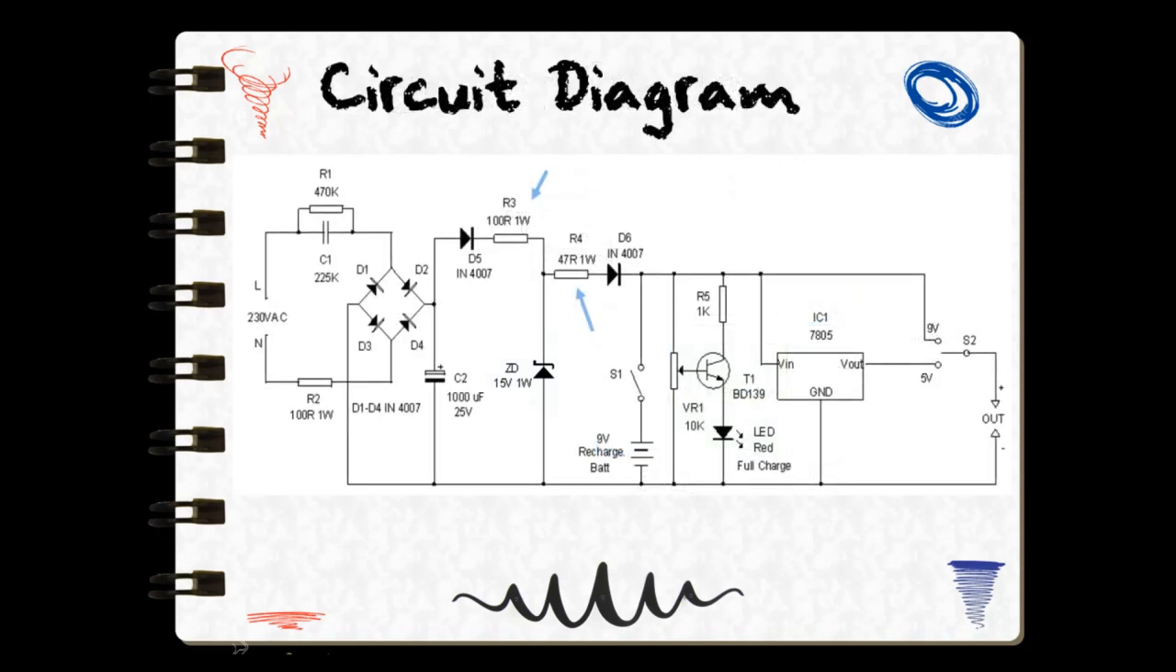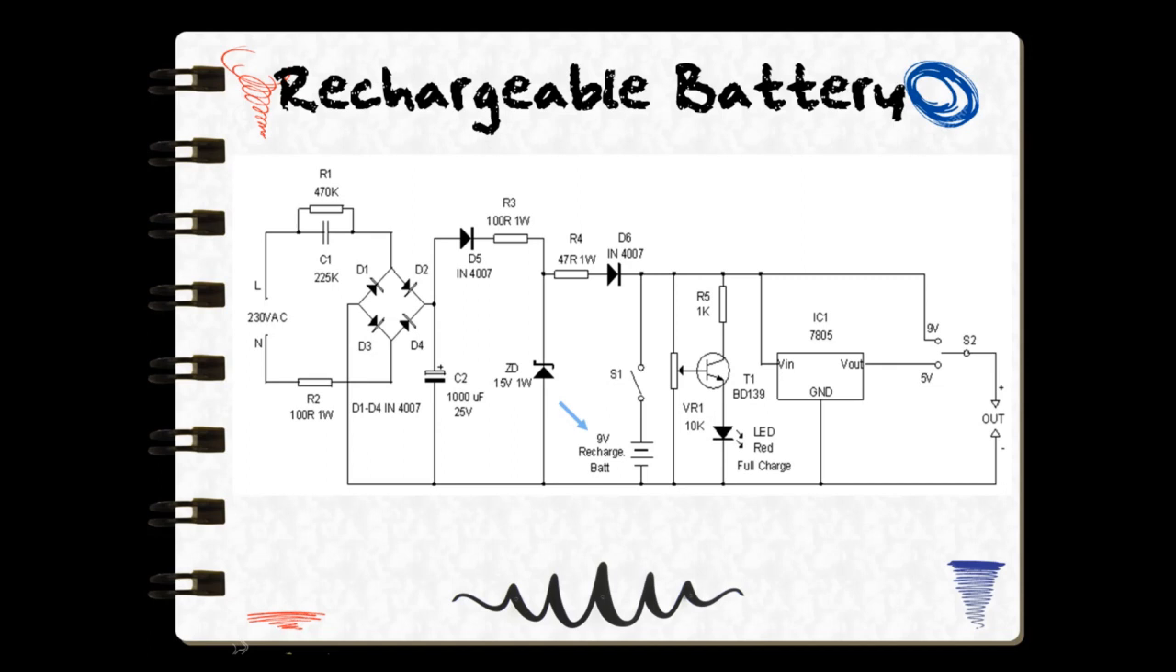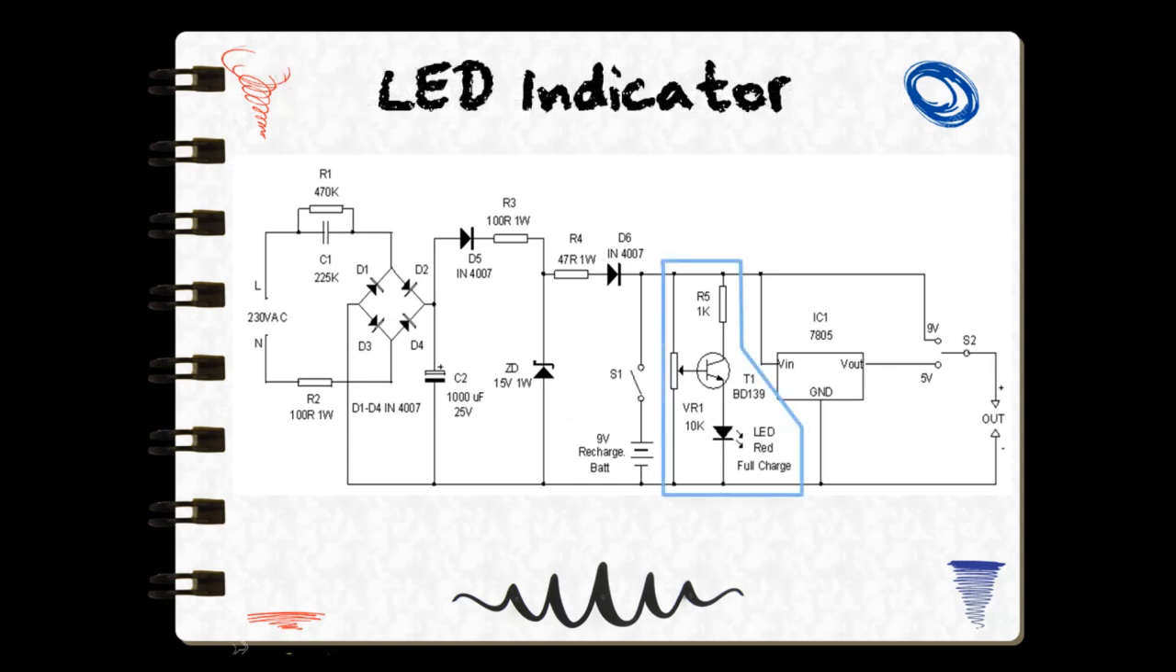Here we have resistances R3 and R4 which give around 80 to 100 mA charging current, and then diode D6 which prevents discharge of the battery back to the bridge. Then we have the 9 volt rechargeable battery, and next we have the LED indicator where a transistor is used as a switch. Variable resistor VR1 and transistor T1 form a voltage indicator.